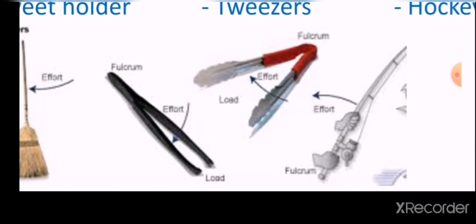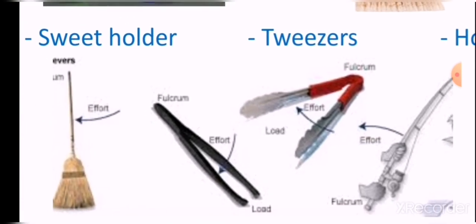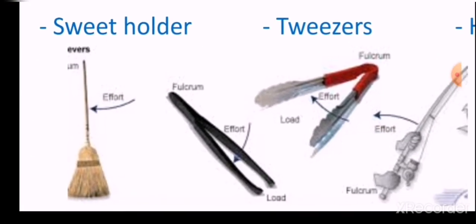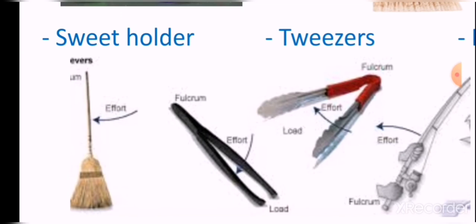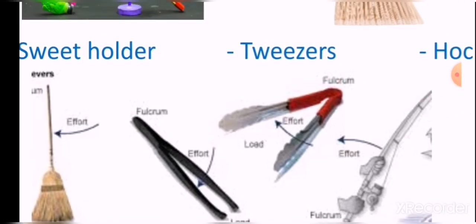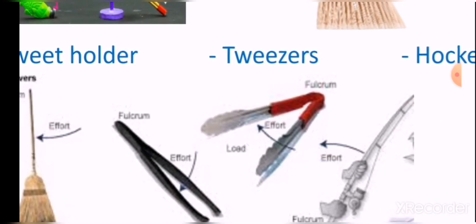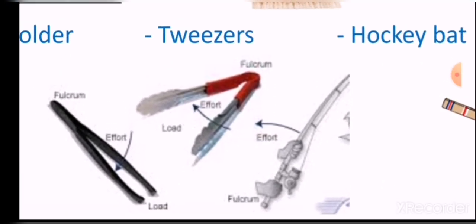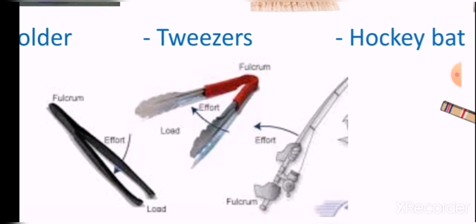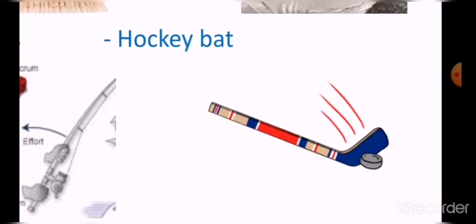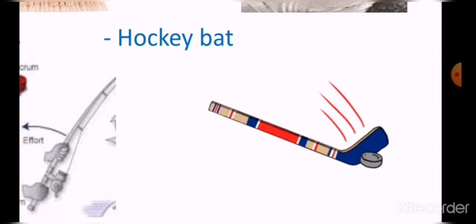Also like tweezers. This shape is called tweezers. Tweezers are also a third class lever. Why? Because the effort force is between the resistance force and the fulcrum. And this is called the sweet holder. The sweet holder is also a third class lever. And this is the fishing tool. And the last one is called the hockey pad. The hockey pad is also a third class lever.